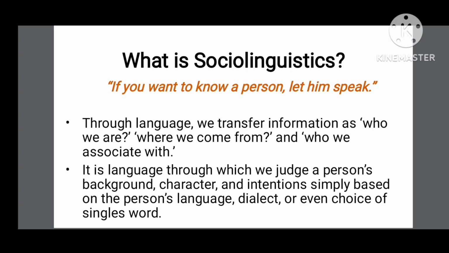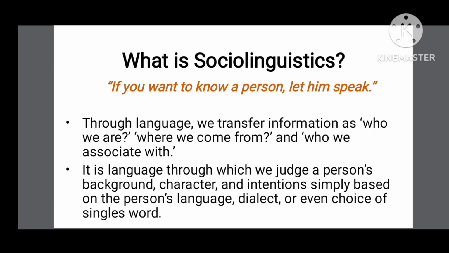What is sociolinguistics? As the famous saying goes, if you want to know a person, let him speak. Because as the person opens his mouth and speaks, you will come to know how much educated he is, the class of that person, as well as the ethnicity of that person. So language is the representation of a person, and sociolinguistics studies the relationship between language and society.